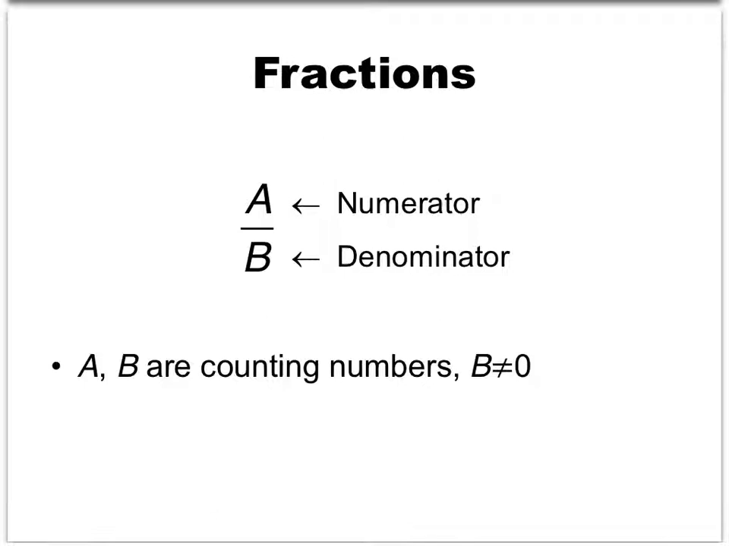So a fraction is a number that looks like this. We have one number over another number. That number on top is called the numerator. That number on the bottom is called a denominator. And those numbers A and B are counting numbers, which means that they're whole numbers. And that denominator B cannot equal 0. The numerator could equal 0, but the denominator cannot equal 0. So that's what a fraction looks like, but what does a fraction mean?